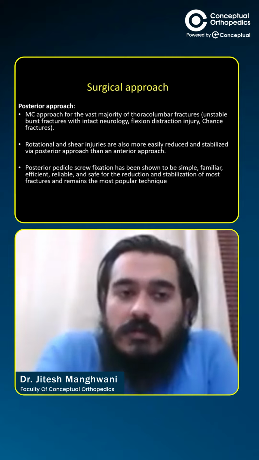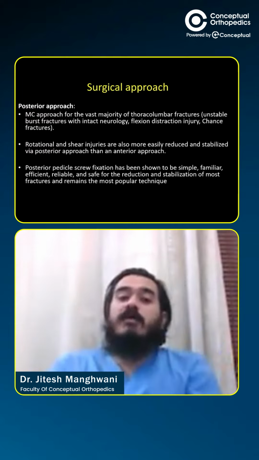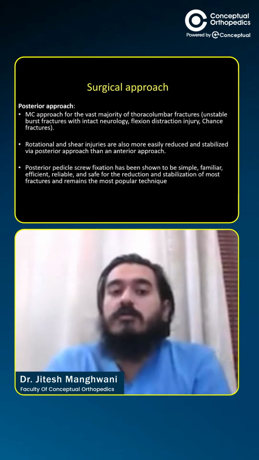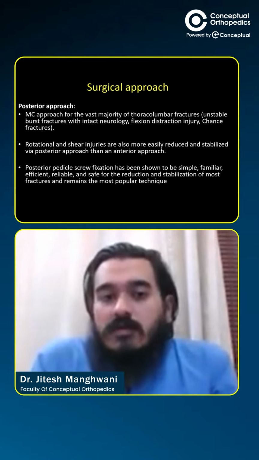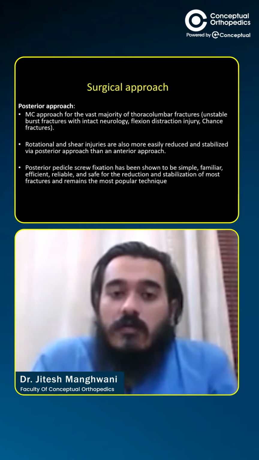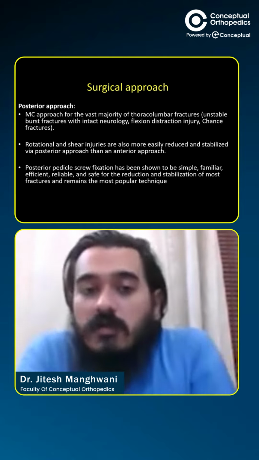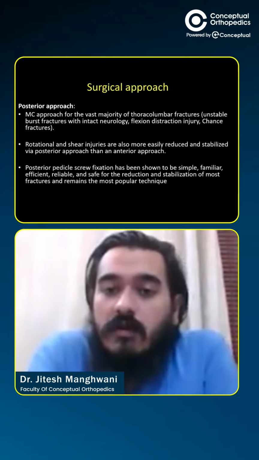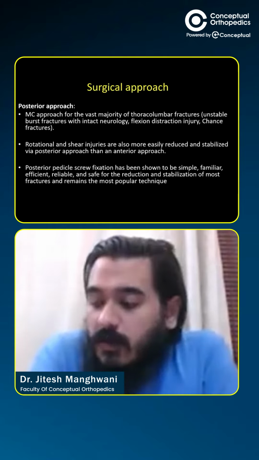So the most common approach is the posterior approach for the vast majority of thoraco-lumbar fractures: unstable fractures with intact neurology, flexion-distraction injuries, transverse fractures. Rotational and shear injuries also are easily reduced and stabilized via the posterior approach rather than an anterior approach. So whenever there are dislocations, whenever there is a significant amount of rotation involved, facet dislocations, these are the injuries which can be easily reduced and stabilized via just a posterior approach rather than going ahead anteriorly, because the anterior approach becomes a bit morbid with respect to exposure and reaching the spine.